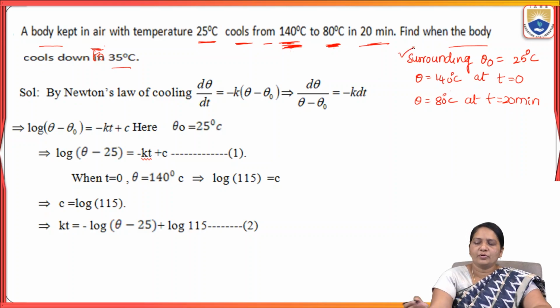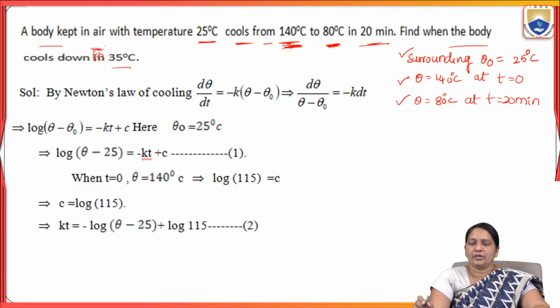So we know the surrounding temperature theta naught value. The first condition is there, so we can calculate the C value from the first condition. The second condition also is there, so we can calculate the K value from the second condition. So this is the given data. What do we have to find? Find when the body cools down to 35 degrees. That means we have to find the time.